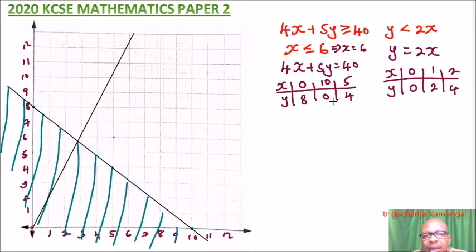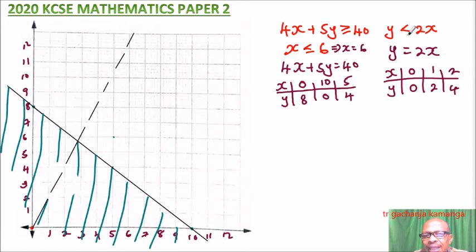But because this is less than, we are supposed to draw a dotted line. It might be difficult for me to do that, so I just use this to represent a dotted line. For you, you can just draw that using your ruler. Draw a dotted line. Now the next thing is to determine which side does not satisfy.